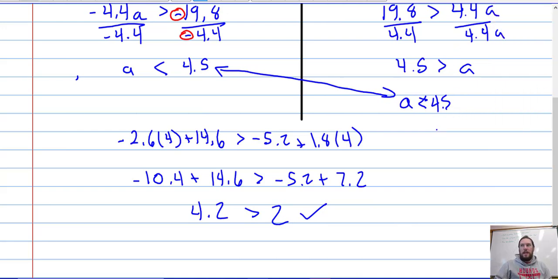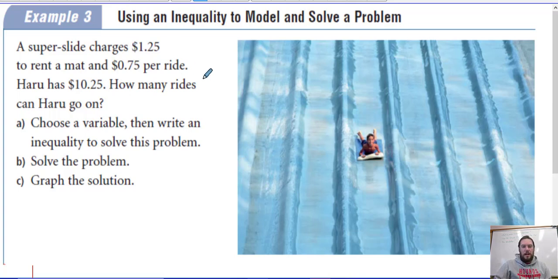All right, so one last thing, let's talk about another application problem, because this is kind of the end goal for a lot of these topics, is how do I now use these things to help me solve some kind of situation. So a super slide charges $1.25 to rent a mat and $0.75, or 75 cents per ride. Haru has $10.25. How many rides can Haru go on?